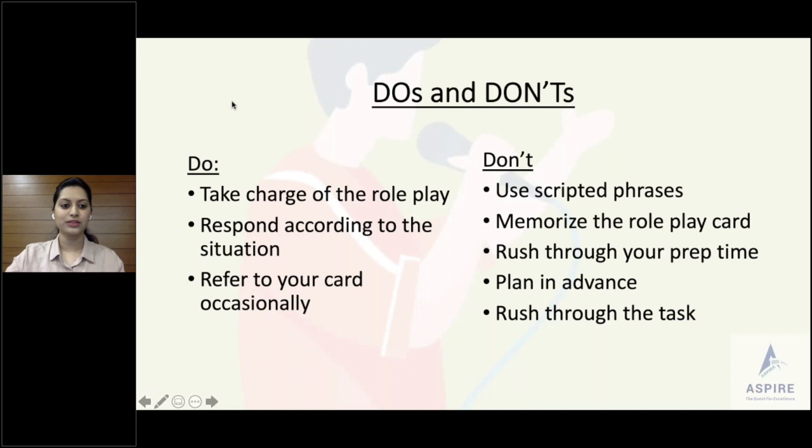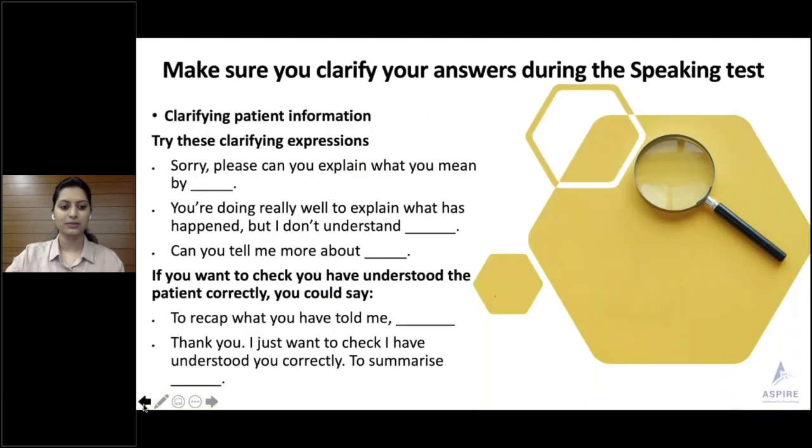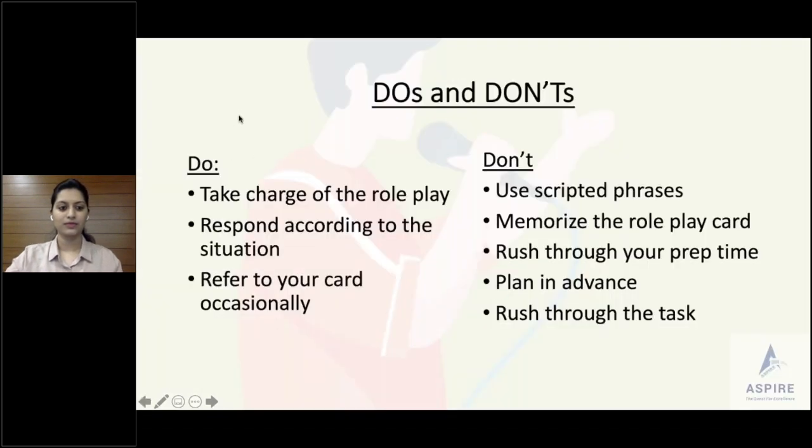Now let's look at a few do's and don'ts. So what should you do? Take charge of the role play. Even if the patient is quiet, say they don't want to respond properly, it's okay. Probe and ask. They're assessing you. So make sure that you open the role play, come to a natural conclusion, and end the role play.